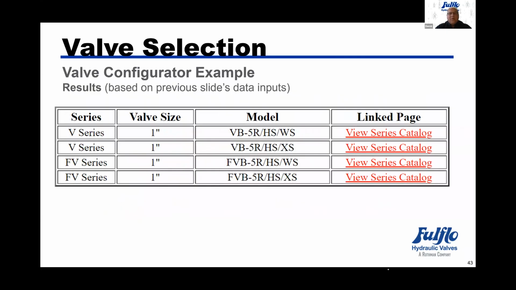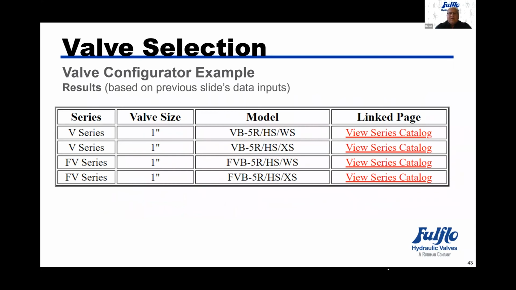Here we show 4 different series valves that are all to be 1 inch because we're only dealing with 24 gallons per minute. You have the VB5R with a hardened steel piston and a WS spring. The WS spring range is 30 to 100. And again, the set pressure was 87 pounds. So 30 to 100, that valve would work.